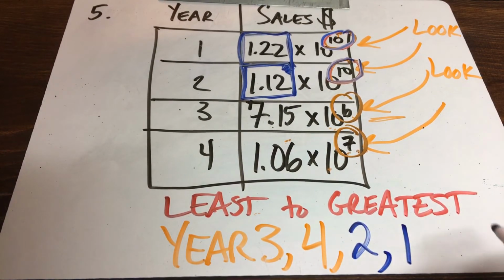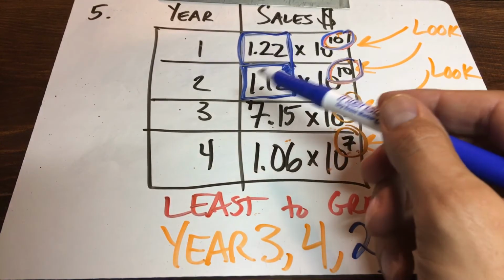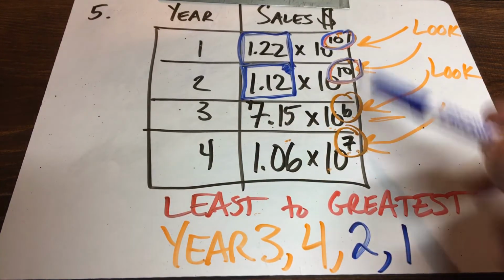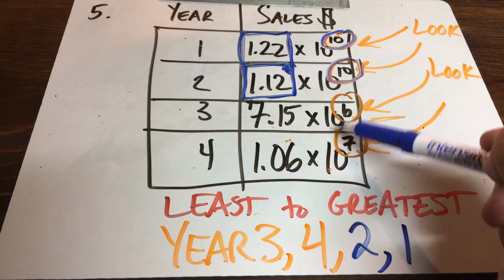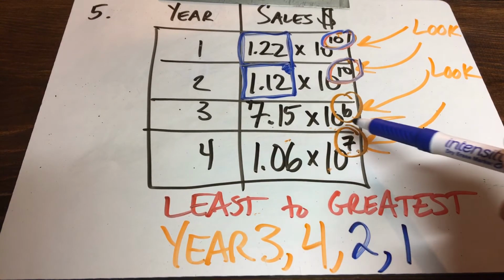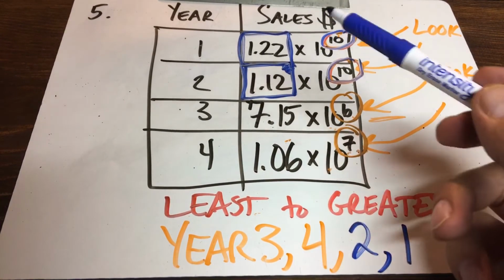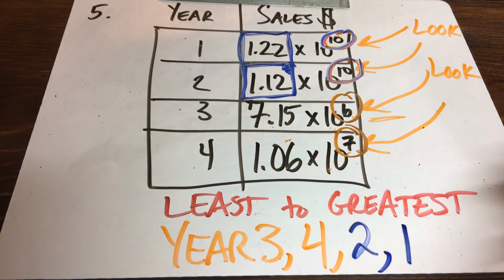So did you see how we did that? Don't get tricked into being lazy and just look over here first. No, no, no. Look at the exponents first and do those in order. And then if you have any ties, you can break the tie by looking at the decimals. But the decimals are only to break the ties. Whether you're going least to greatest, like this one, or greatest to least, it doesn't matter. Always, always, always look at the exponents first.